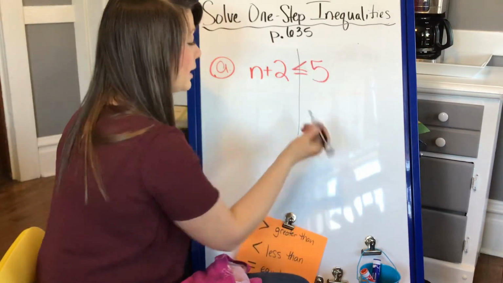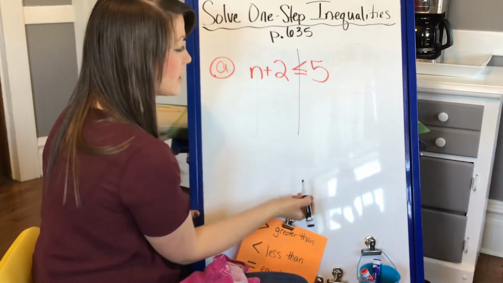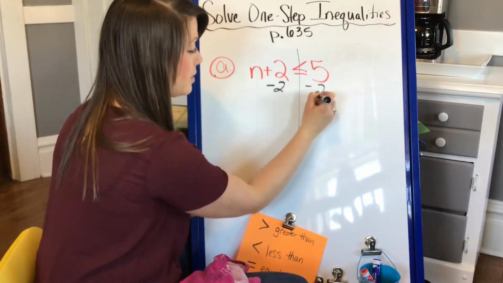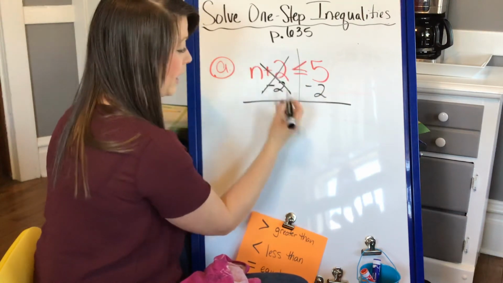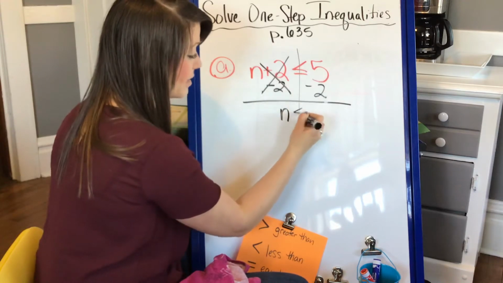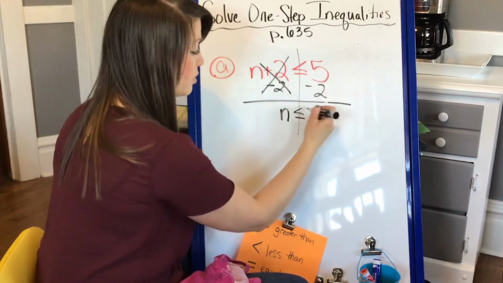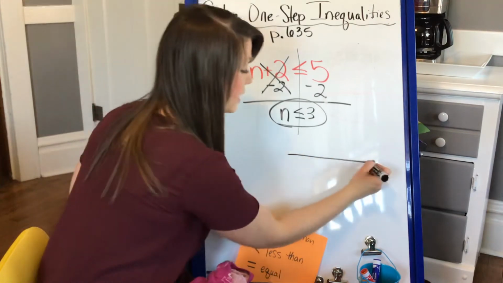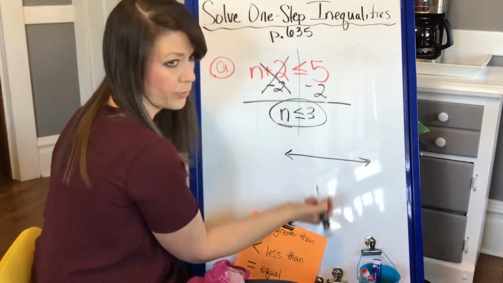So, draw my line. I want to get n all by itself, so I'm going to do the inverse. Instead of plus 2, I'm going to do minus 2 on both sides. That gets rid of that. I'm left with n. Bring down my exact symbol. 5 minus 2 would give me 3. There's my answer. Then I'm going to graph it. You always have to solve it before you graph.